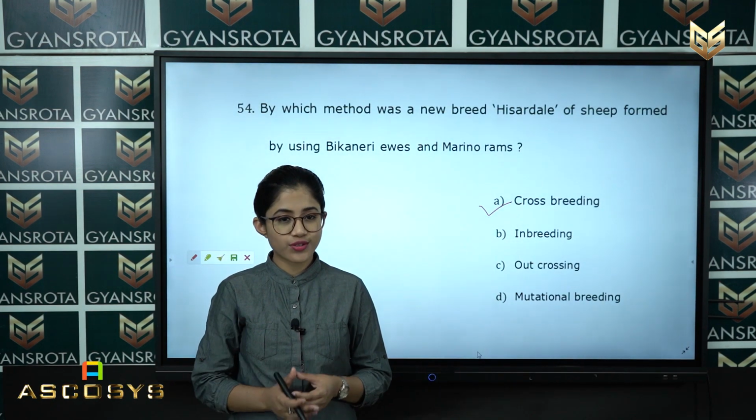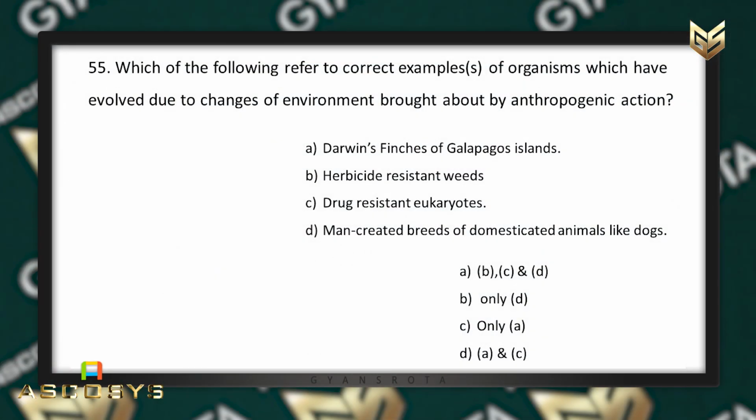Now let's move on to the next question, that is question number 55. Which of the following refer to correct examples of organisms which have evolved due to changes of environment brought about by anthropogenic action? Statement A, Darwin's finches of Galapagos Island. Statement B, herbicide resistant weeds. Statement C, drug resistant eukaryotes. And statement D, man created breeds of domesticated animals like dogs.